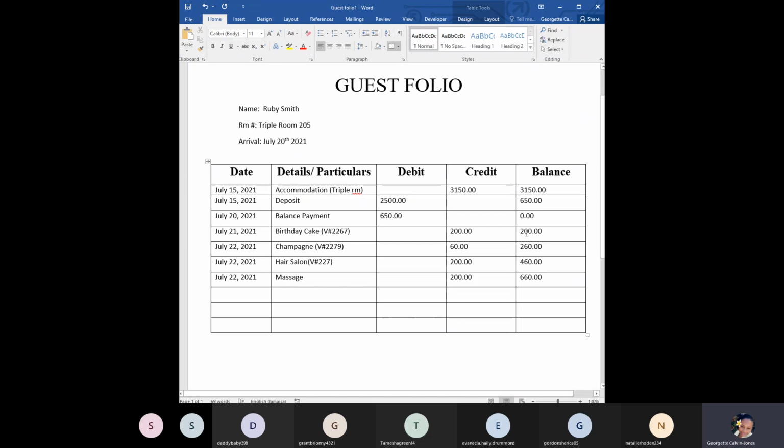So $200 for the birthday cake. Then her folio starts again with $200. Then she adds the champagne for $60, which would put it at 260. Then she adds the hair salon, which would put it at 460, and then the massage for her girls, which would put it at 660. Because remember, everything is charged to her credits. She hasn't paid for anything else yet. Everything is charged.